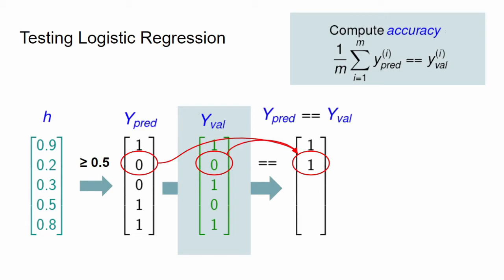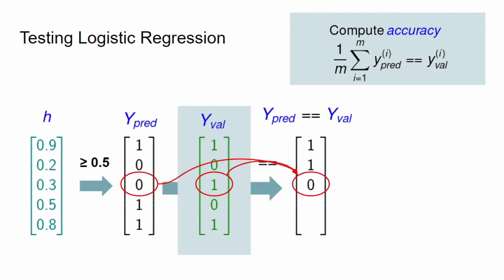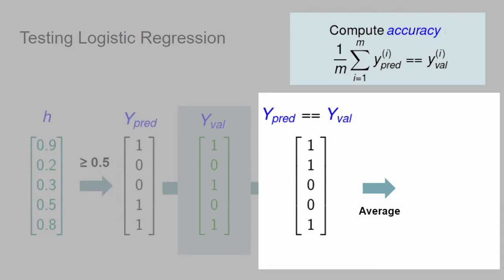We can do the same reasoning for the second element in ypred and yval, and as they are both 0, we will put a 1 in the result. In the third case, we have a difference. That is, our classifier prediction differs from the ground truth. So, we put a 0. And we can continue to populate the vector in that manner. Now, we can compute the average to get the percentage of times our predictor was correct. In other words, to get the accuracy.